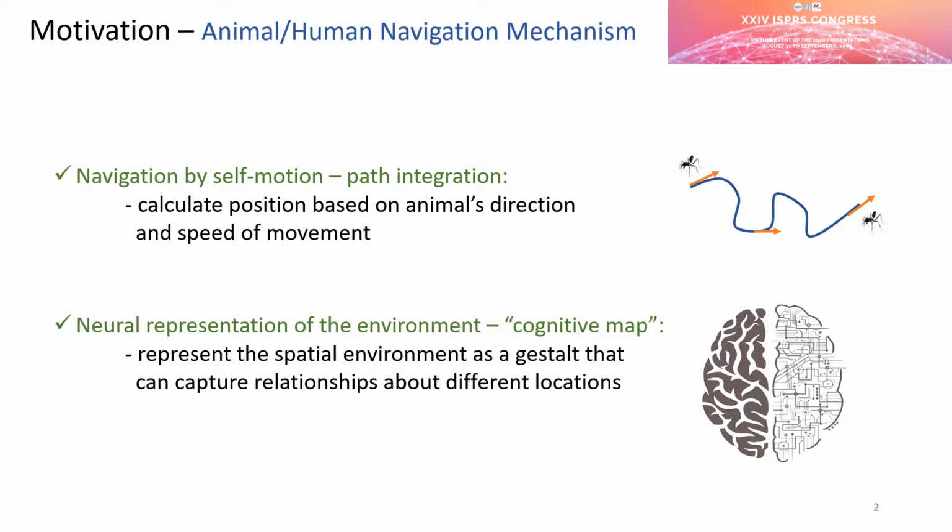Animals and humans have exceptional navigation ability in nature. For example, desert ants can find their way by only self-motion, which is often called path integration, a mechanism to calculate position based on the animal's direction and speed of movement. Also, early research showed that animals can form a neural representation of the environment called a cognitive map, which basically represents the spatial environment as a graph that can capture relationships about different locations.